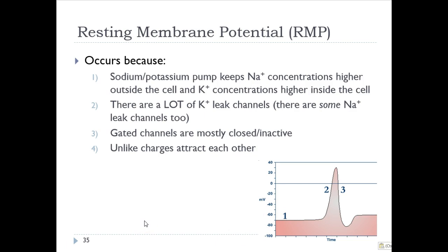But resting membrane potential occurs because sodium is on the outside, potassium is on the inside, and there are pumps that keep sodium concentration high on the outside and pumps that keep potassium inside. And we have to keep those separated. There's a lot of potassium that leaks out a little bit, but because of those charges that attract them, they keep coming back because the inside of the cell is negative.